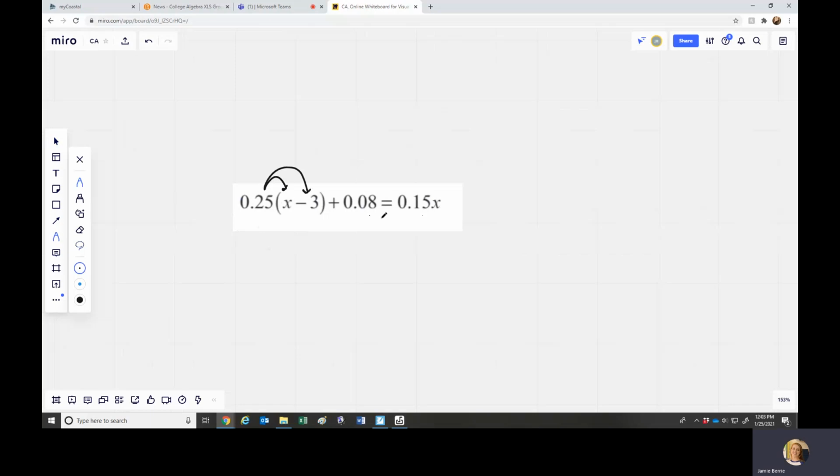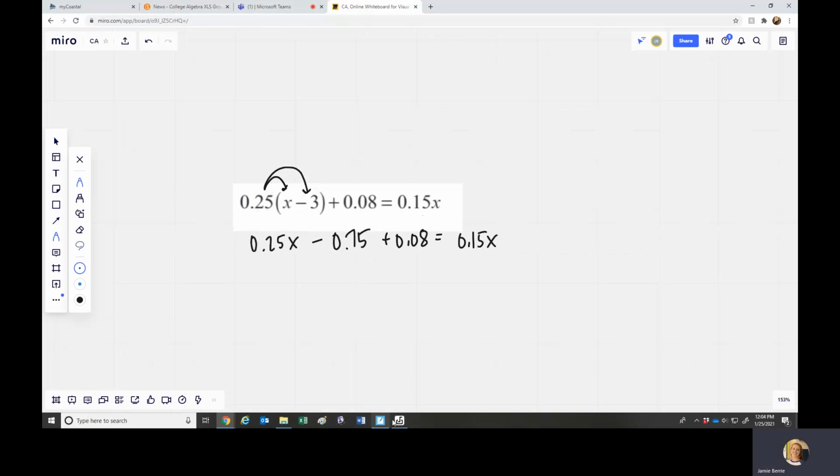So let's multiply through on the left-hand side. I guess I should read the problem to you first. I'm sorry. It's 0.25 times x minus 3 plus 0.08 equals 0.15x. So multiplying through by 0.25, you get 0.25 times x minus, that's going to be 0.75, right? 0.25 times 3. Yep. Plus 0.08 equals 0.15x. Go ahead and combine these two.